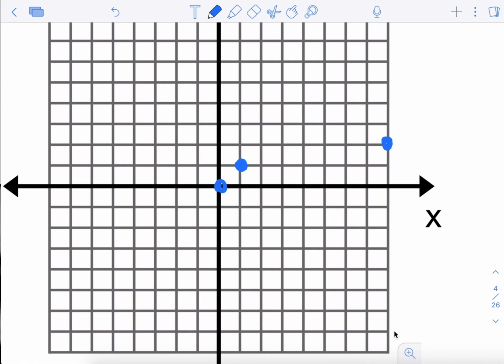Okay, very last one on the screen. Same thing. Left 1, down 1, -1, -1. And then left 8, down 2. That's -8, -2. Be careful when you do this.